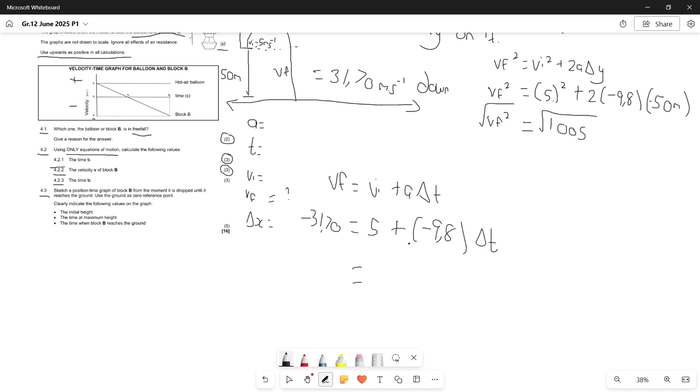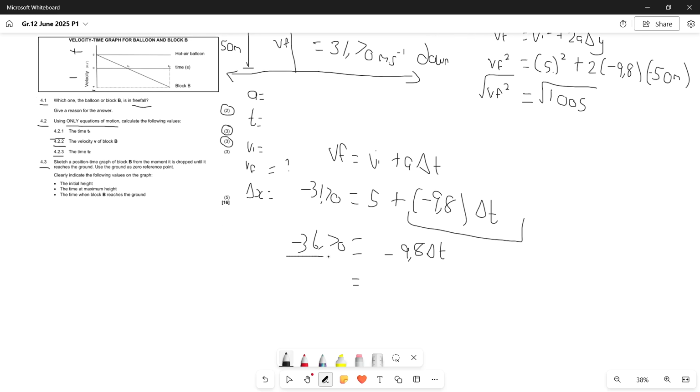So at this stage, these two guys are multiplying, so we're going to deal with them last. So we can take 5 over and make it a negative 5. So we have negative 36.70 equals minus 9.8 delta t. So then we can go ahead, divide by negative 9.8 on both sides, and our final answer for delta t over here is 3.74 seconds. Okay, and that just earned us another 3 marks over there.